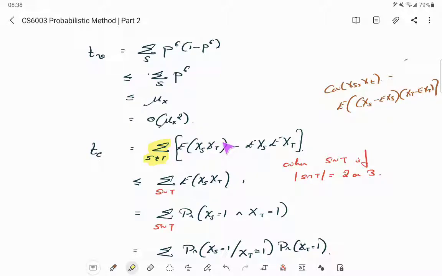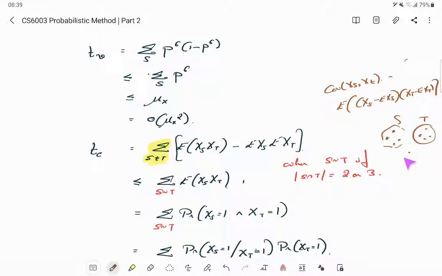But an easy observation will tell you that among these S and T's, some of them are independent. For example, if S and T were disjoint sets, then we know that XS and XT are independent. The fact that S induces a K4 has nothing to do with whether T induces a K4. In which case, EXS XT becomes EXS times EXT. Expectation goes inside a product if there is independence, and this cancels out with this. So whenever S and T are independent, this is okay.